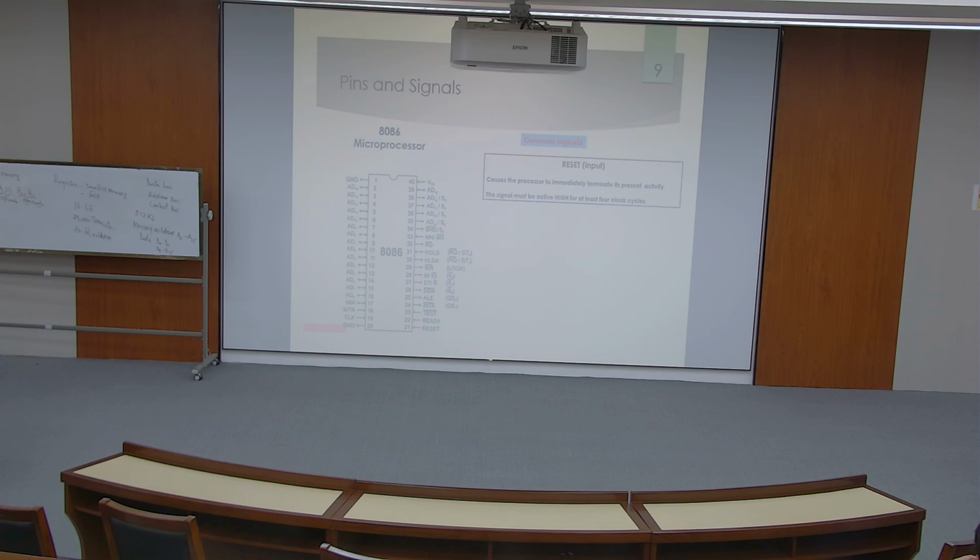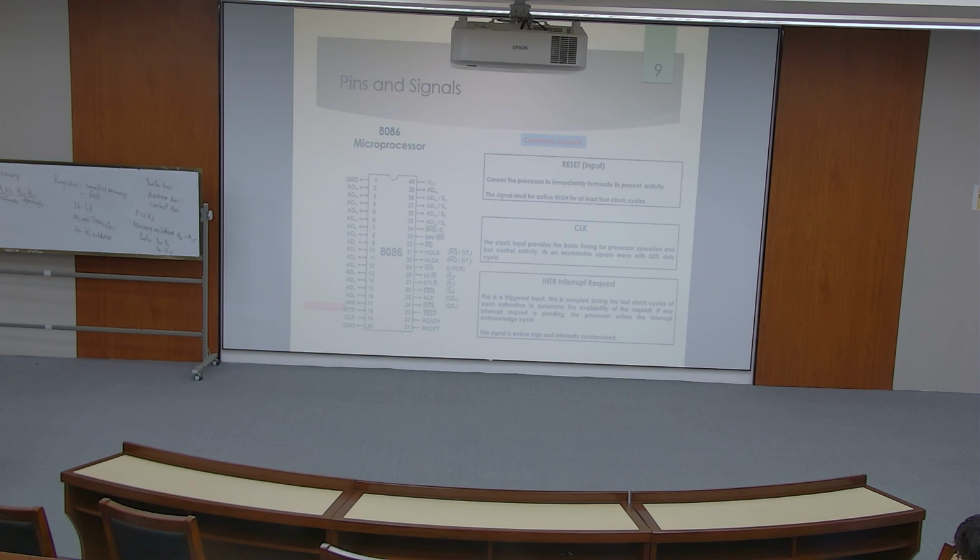The next pin is the clock pin. This is a really important pin because it provides the basic timing for microprocessor operation and the bus control activity. It is an asymmetric square wave with a 33% duty cycle. This clock pin is also important because it provides the basic timing to our microprocessor.